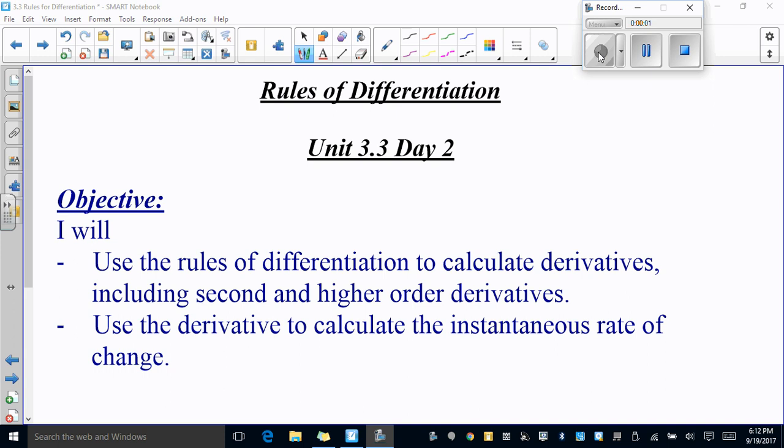Welcome back. Rules of Differentiation, Unit 3.3, Day 2. Now, hopefully you did a little bit of practice with the regular kind of problems, and now we can get into the other kinds. A little bit more. Here are our objectives for the day, same as they were at the beginning of the notes.